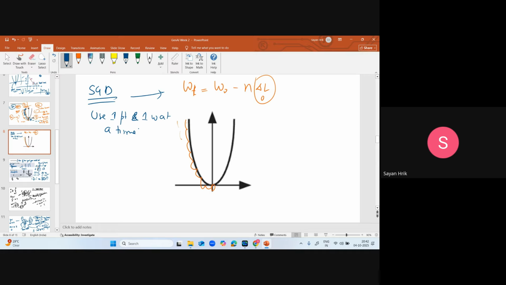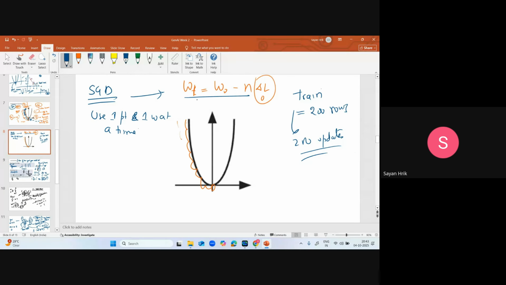Basically I have thousands and millions of points. I will update the weight for 1 point at a time. I have many data points in my training data, and I'll do one update for every point. For example, if my training data contains 200 rows, so I have 200 data points, I will do 200 updates, because I'll do one update for every point.